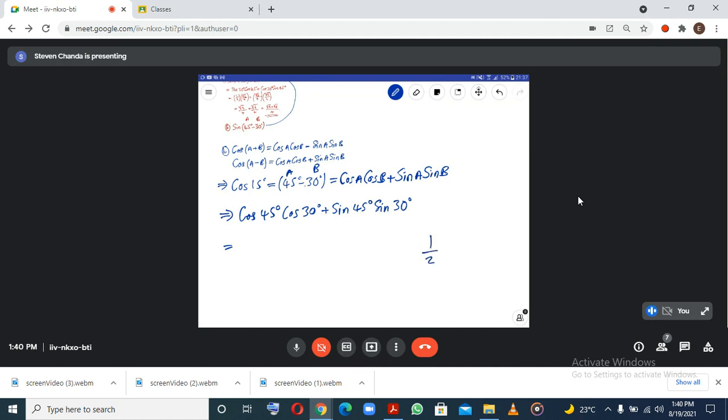Okay, so whenever something is 1 over square root of 2, remember you don't write it like this. Remember we talked about rationalization. So you want to rationalize this so that what you're going to write is square root of 2 over 2. Okay, so square root of 2 over 2. Then what's cos 30?